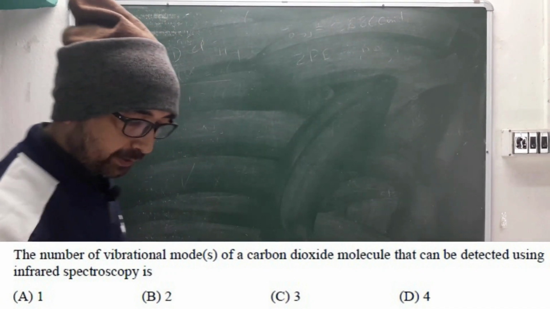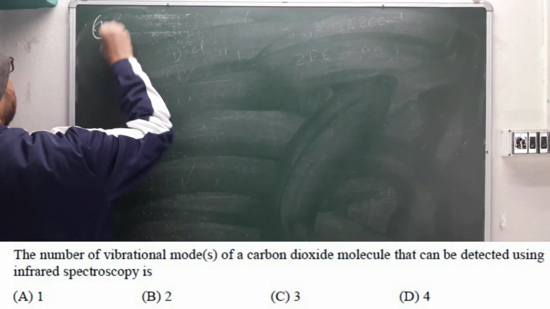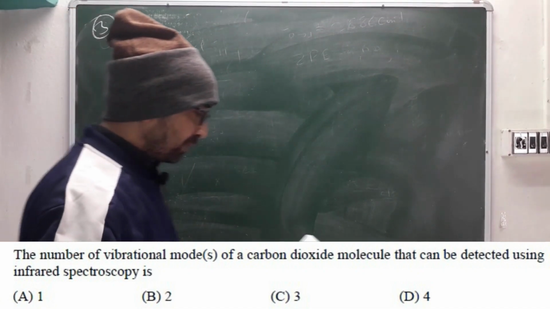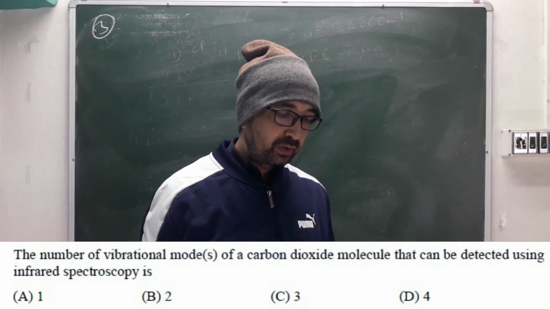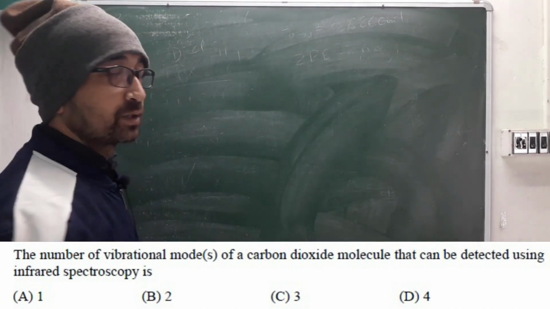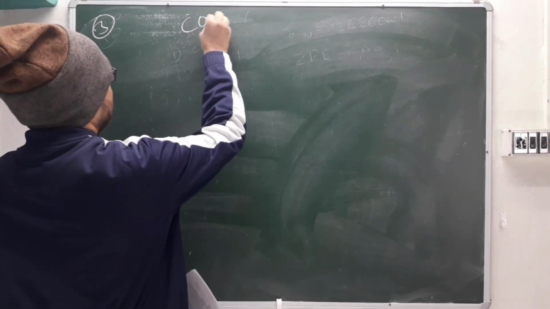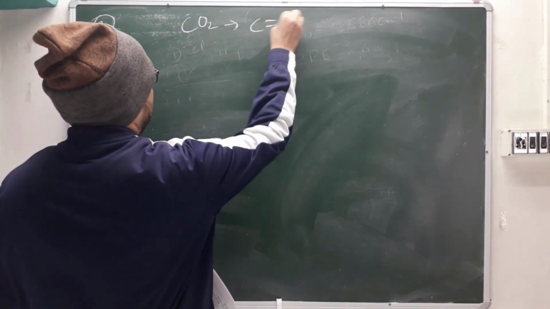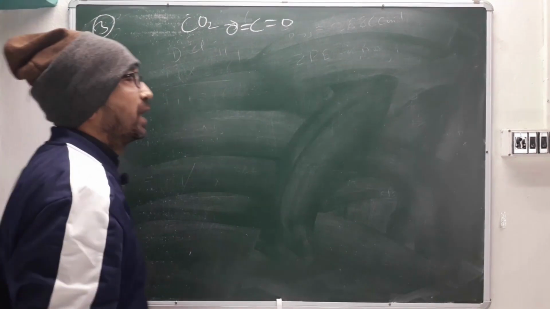Okay, you can see on the screen. Question number 3 from 2019: the number of vibrational modes of a carbon dioxide molecule that can be detected using infrared spectroscopy. So carbon dioxide, you know, right? We know that it is linear.